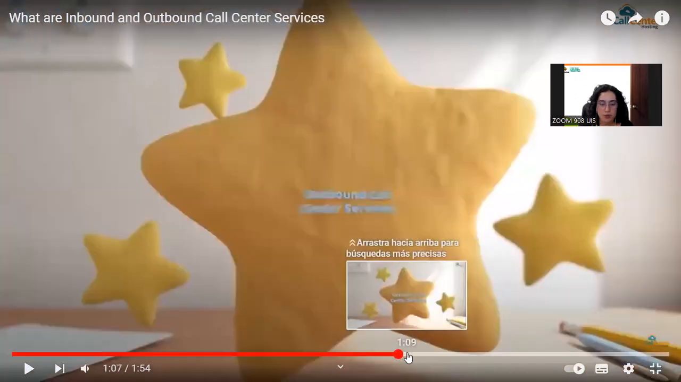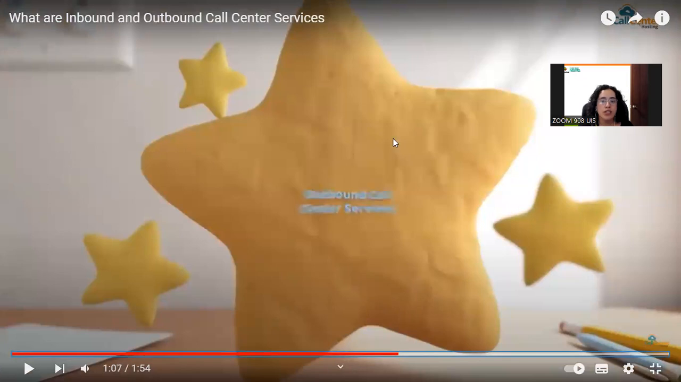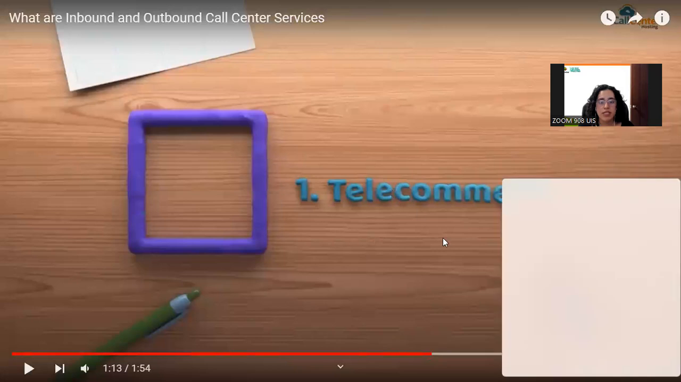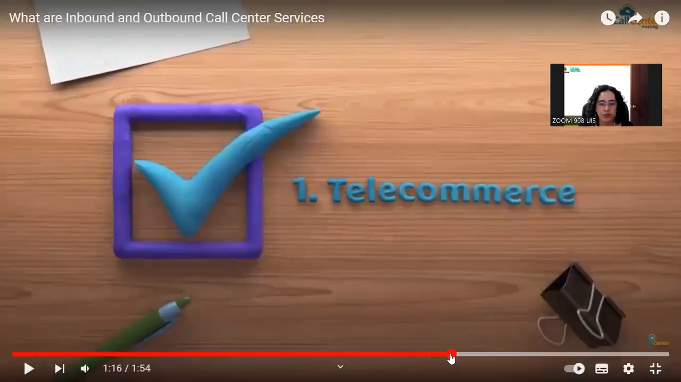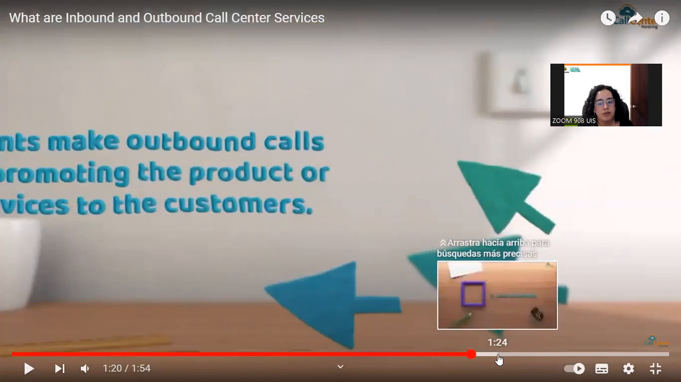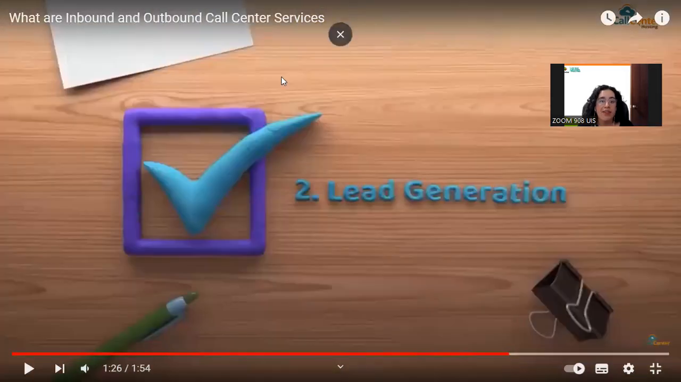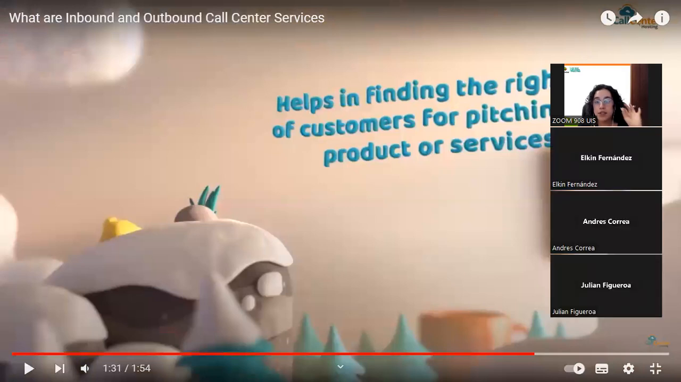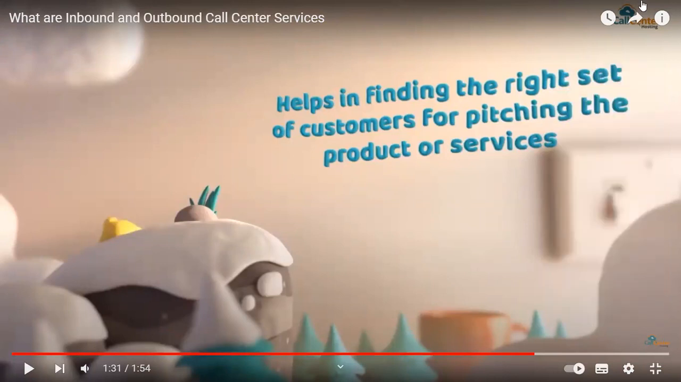Then we have the outbound call centers. What are the outbound call centers? The telecommerce is usually outbound, okay? So when you make calls promoting a product or a service to people, okay? Then we have generation of leads. Leads are names and number telephones. So this is a lead, okay? That help you find the right set or right group of customers for pitching your product.